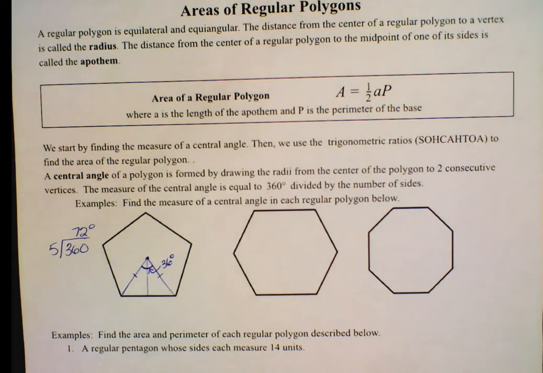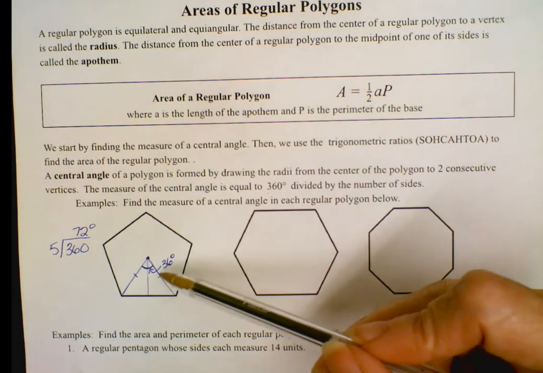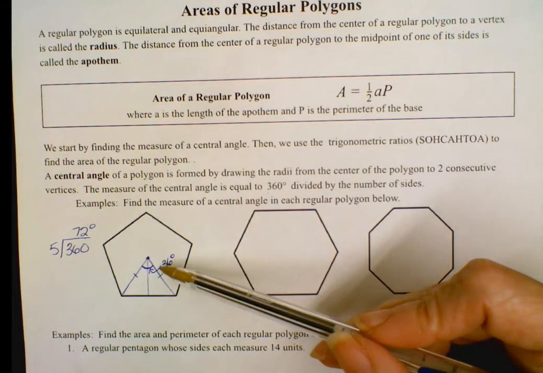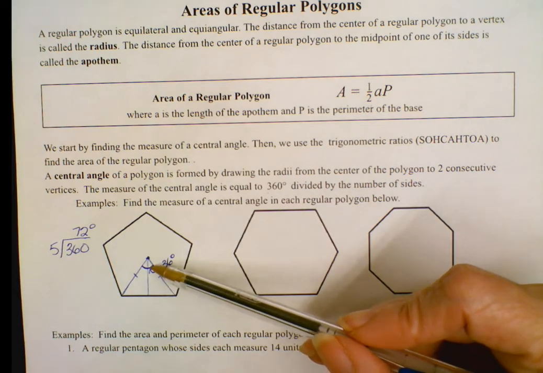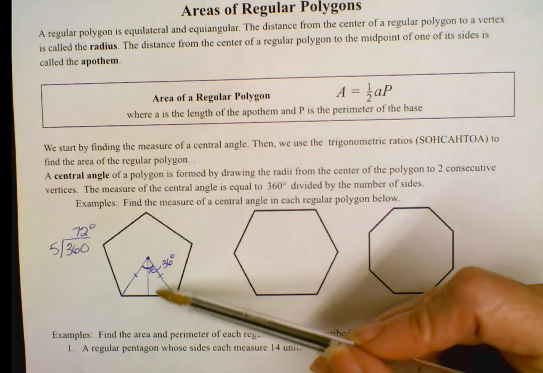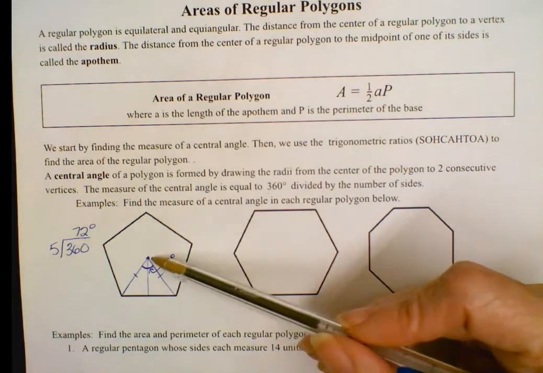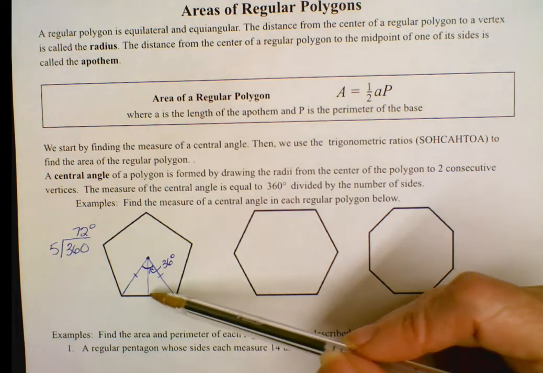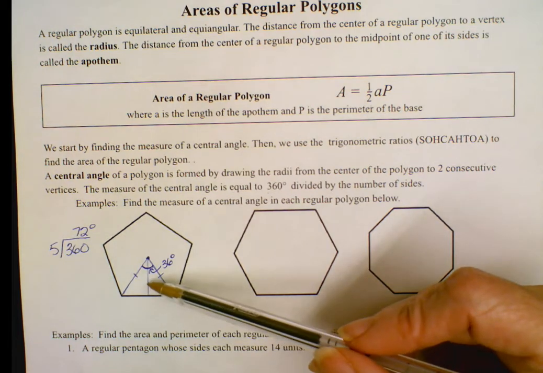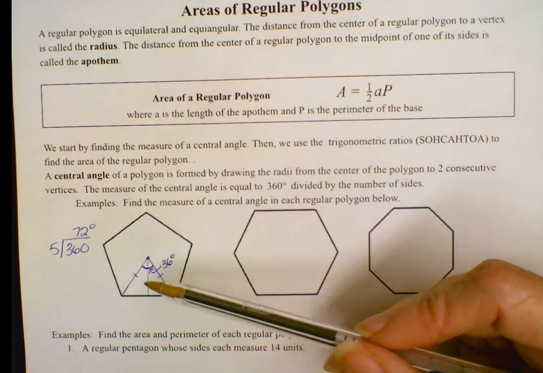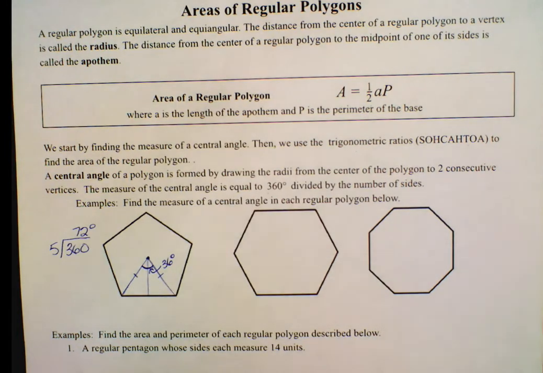So in terms of how that's going to help us, that's where we're going to set up our sine, cosine, or tangent values for that particular angle. It depends on which side you're given, the radius, the apothem, or maybe even the side of the polygon, as to which of those sine, cosine, or tangent values you'd want to use.